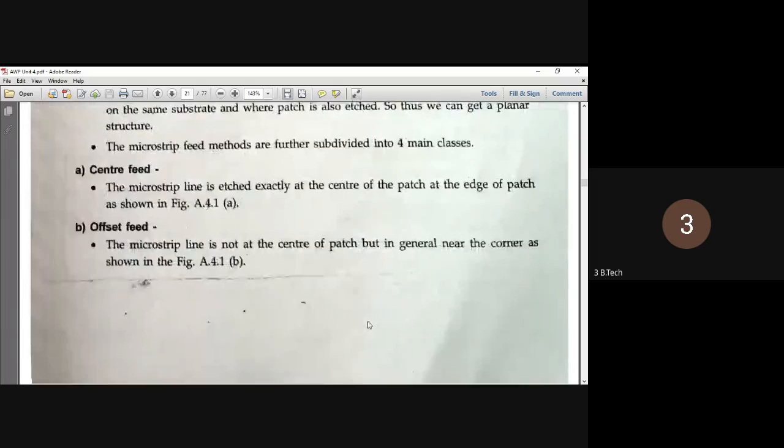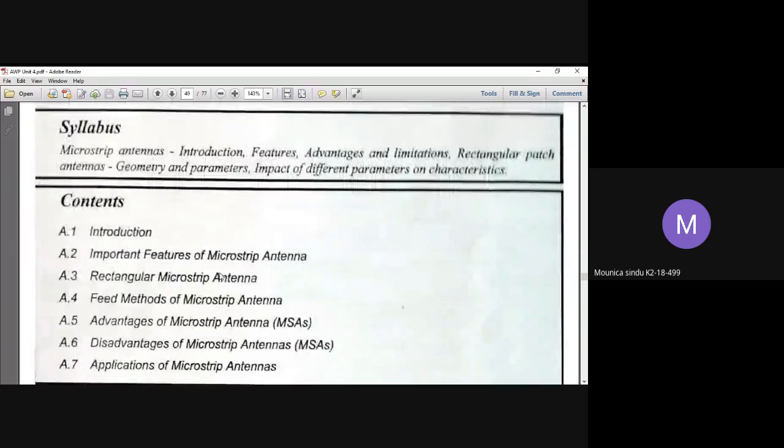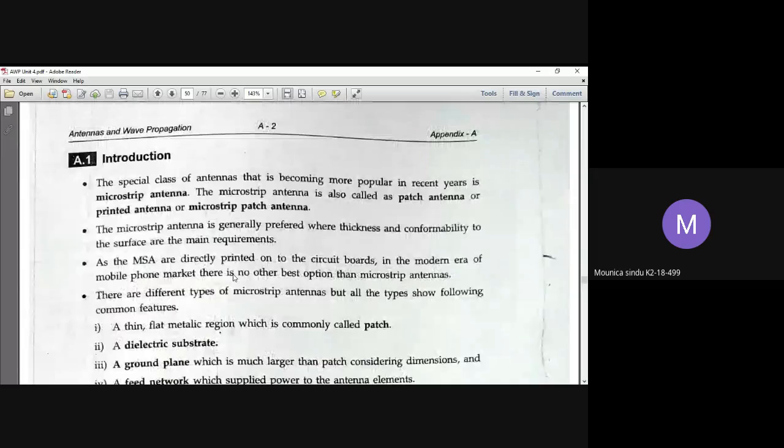Now Monica, explain about the microstrip patch antenna. That is the last topic. Patch antenna. Yes. Microstrip patch antenna, or microstrip antenna, is also called a patch antenna. Okay.